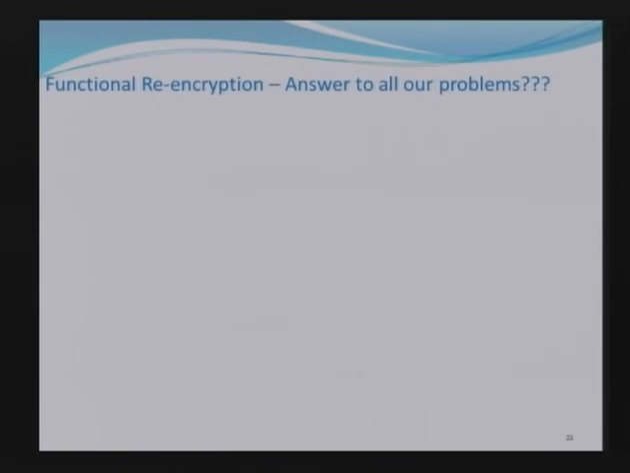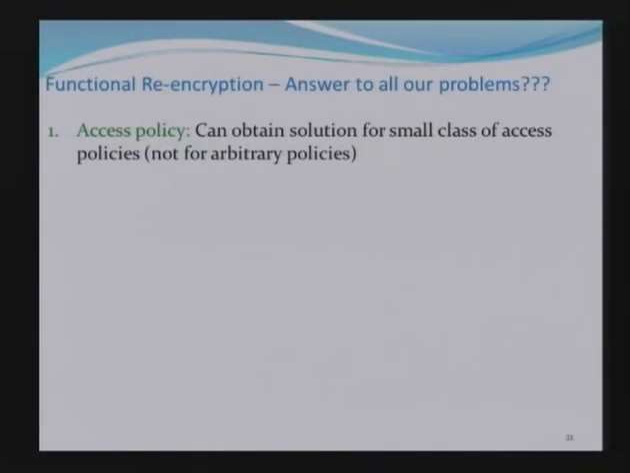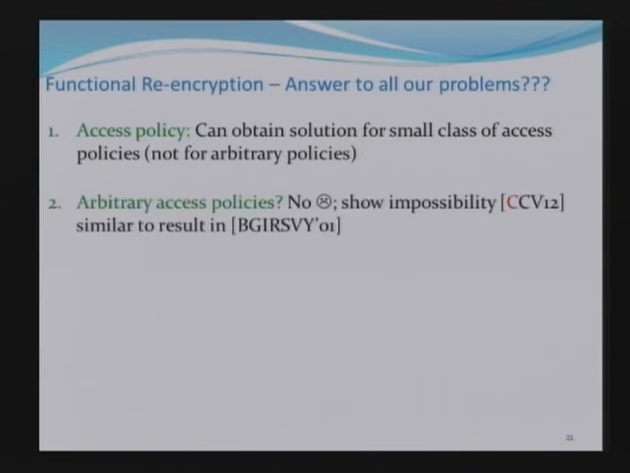Okay, so now that we have functional re-encryption, the natural question is, can we do everything with functional re-encryption? It seems like something nice to have. Is it the answer to all our problems? Unfortunately, no. Number one, the access policy. Can we obtain solutions for arbitrary access policies? It turns out no, we cannot do that. Our solution is for a small class of access policies. In fact, we show that arbitrary access policies are impossible. One cannot construct a functional re-encryption scheme for arbitrary access policies.